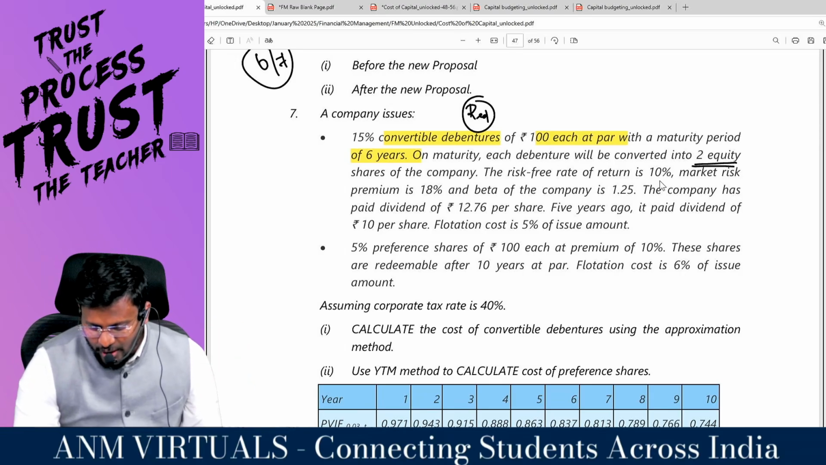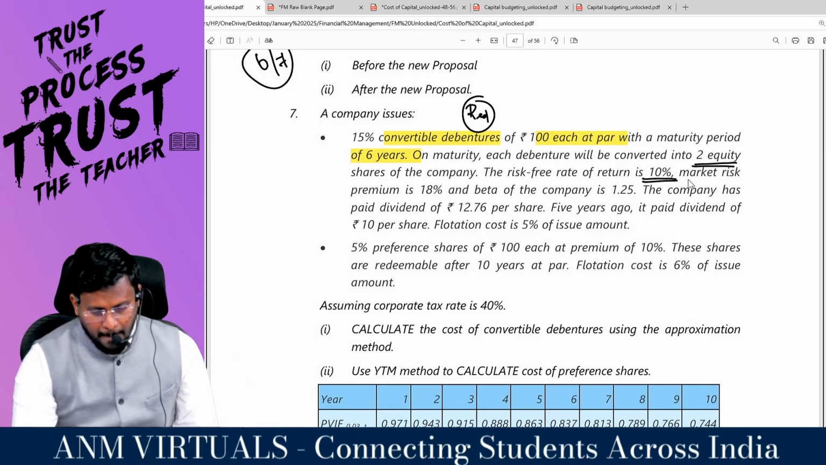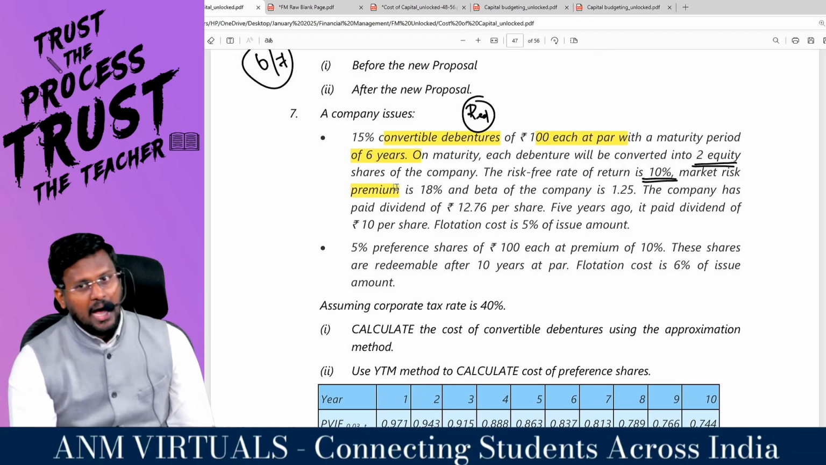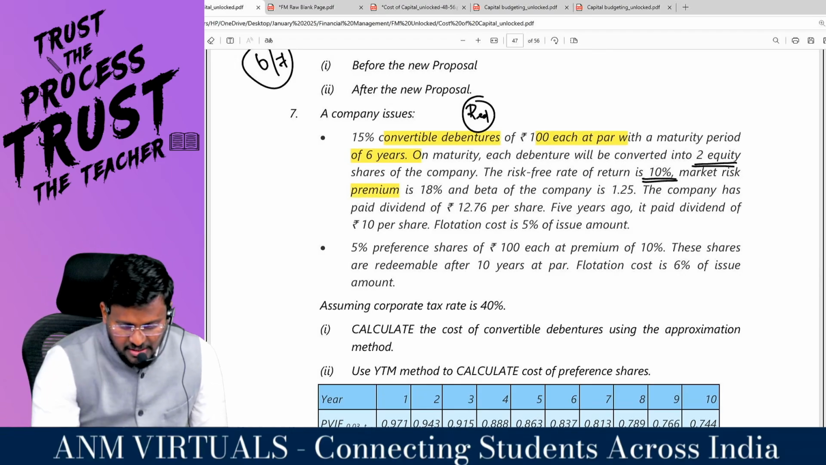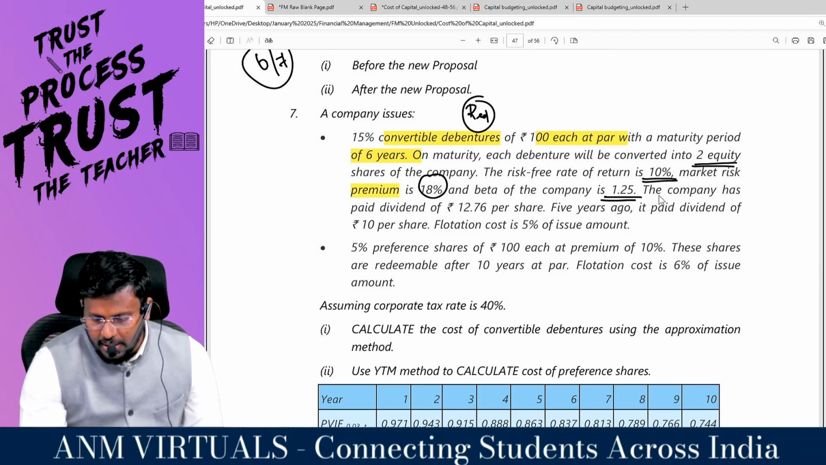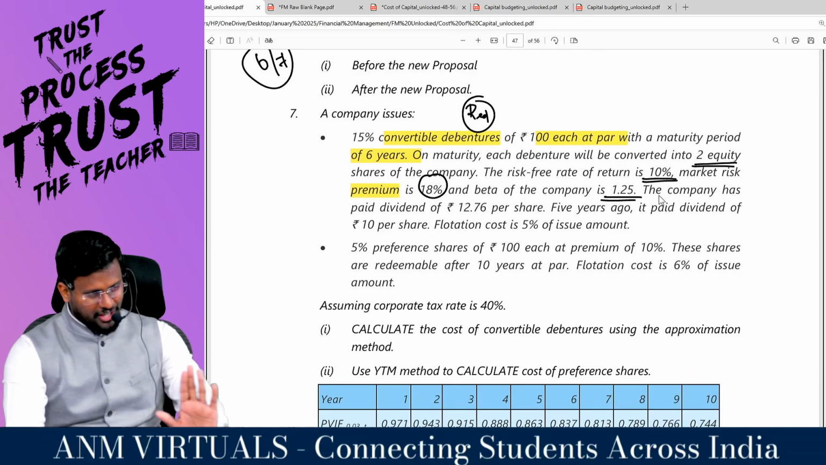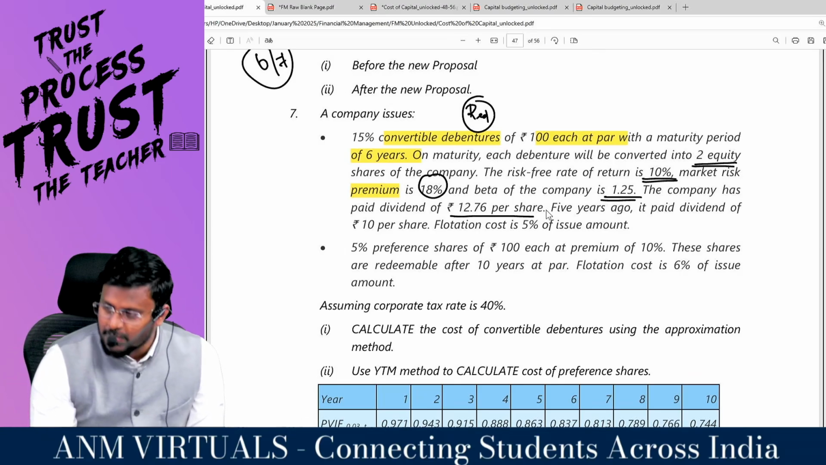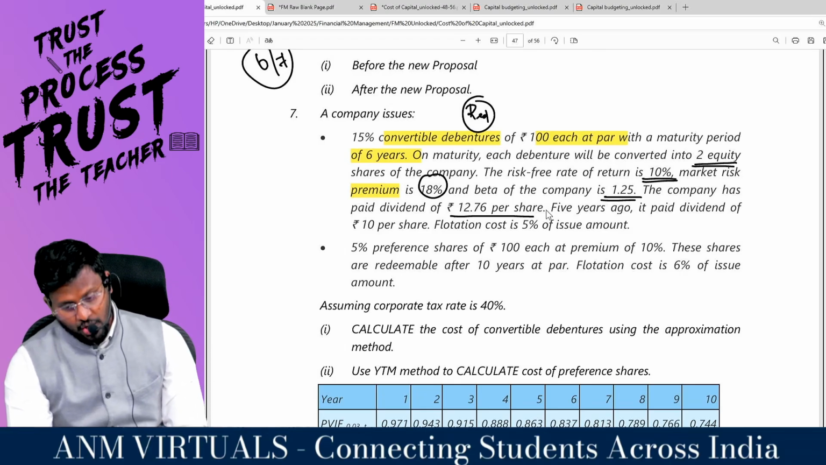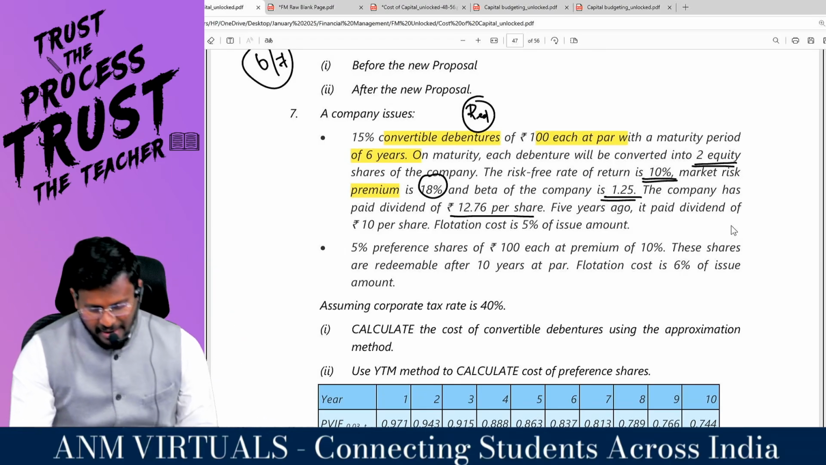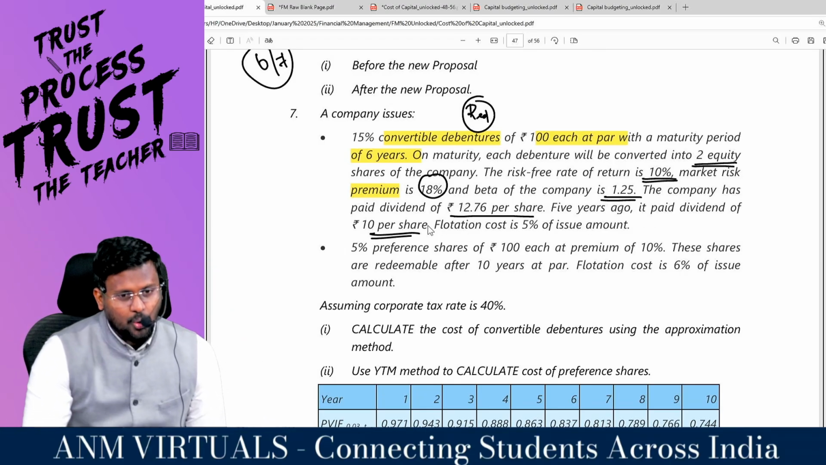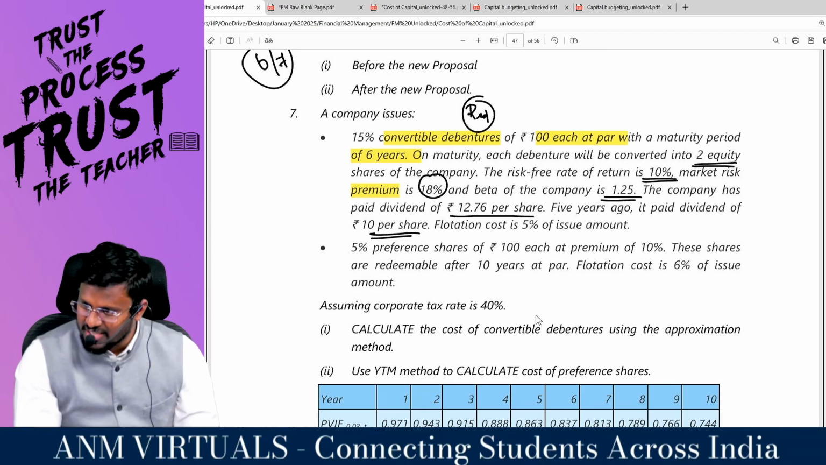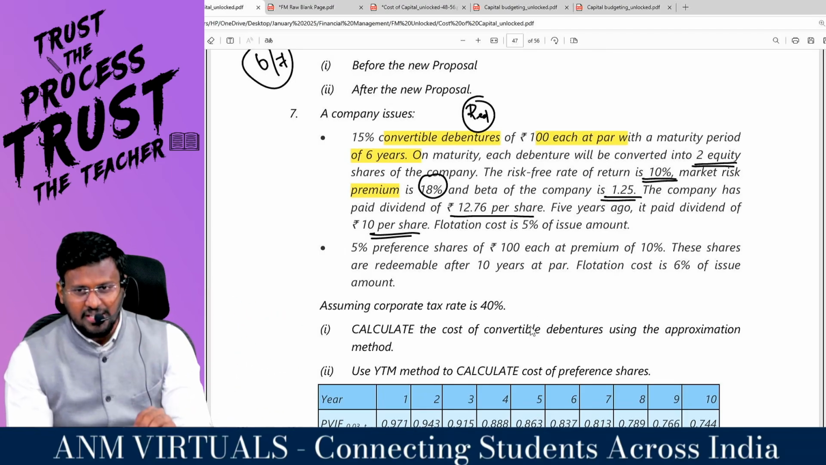The risk-free rate of return is 10%, which is RF. Market risk premium, RM minus RF, is 18% and beta is 1.25. Company has paid dividend of 12.76 per share. 5 years ago, it paid dividend of 10 per share. So that is present value, future value. 10 rupees has grown to 12.76 with a gap of 5 years.